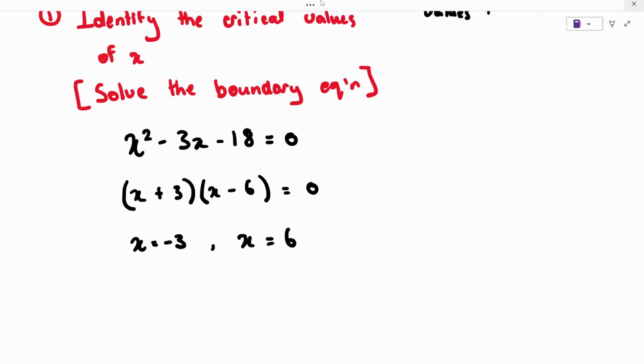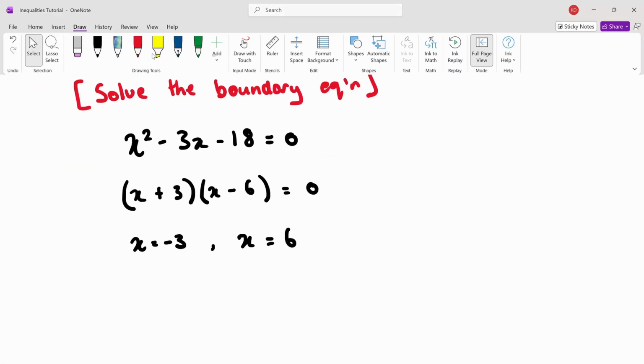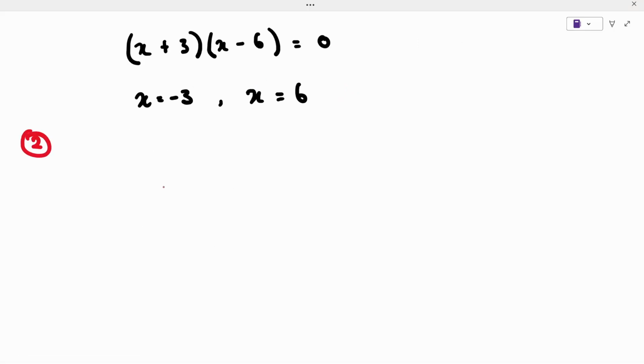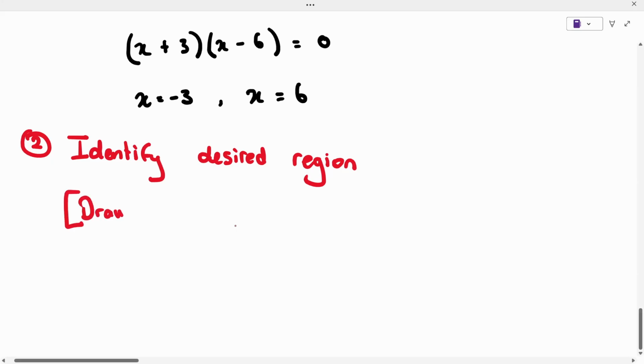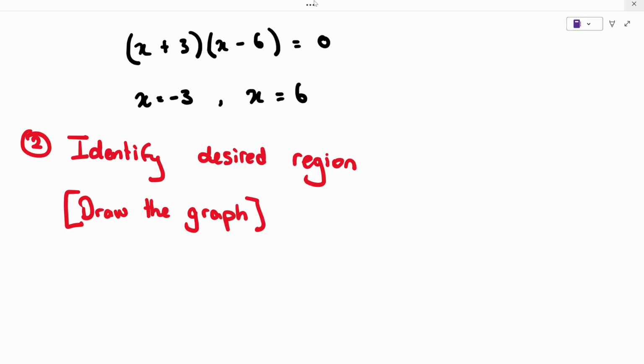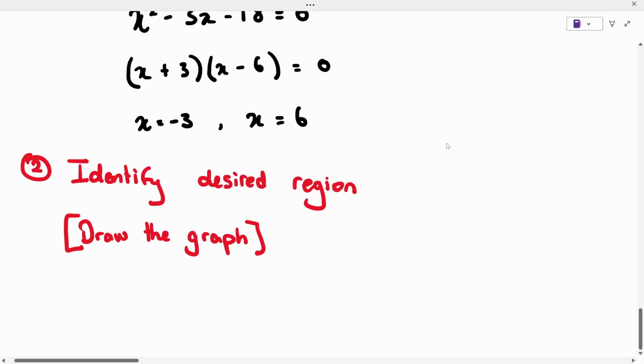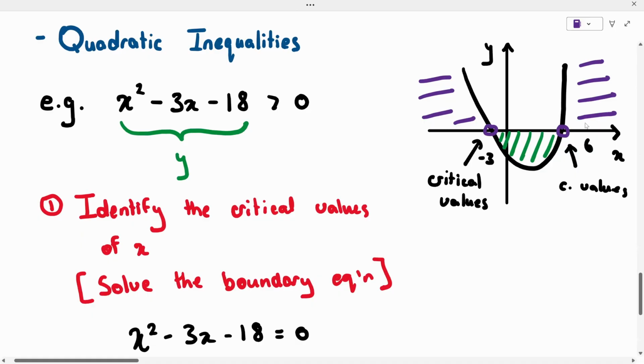So now that we have the critical values, the next thing we need to do is step 2. You need to identify your desired region. So what you typically do at this step is draw your graph to represent the inequality, and then you choose which region you need. So the region we need is the purple region, and that occurs when x is less than minus 3 or x is more than 6.